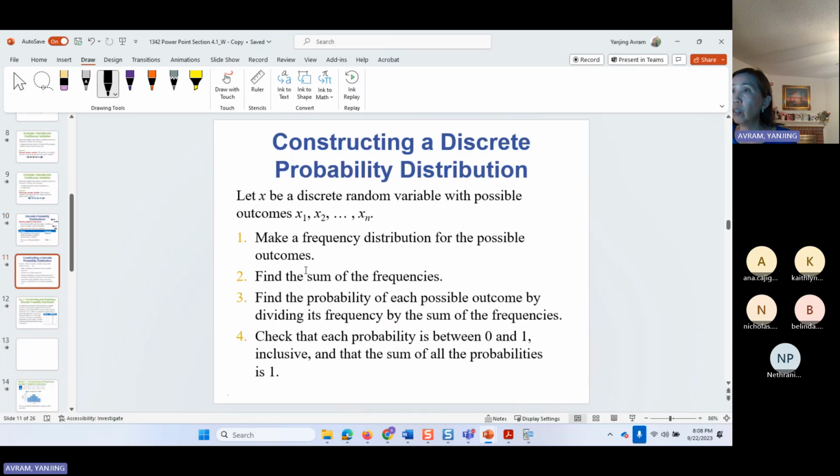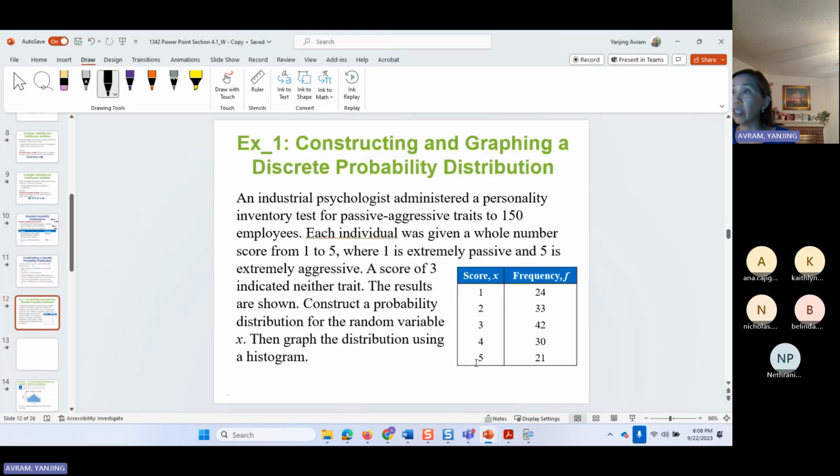All right, so if we let X be the random variable with possible outcomes x1, x2, all the way to xn, right? And we're going to make a frequency distribution for each possible outcome. And then we're going to find a sum for the frequency. That means we're going to be able to find a probability at the very end, that kind of thing, okay? So look at this example in here.